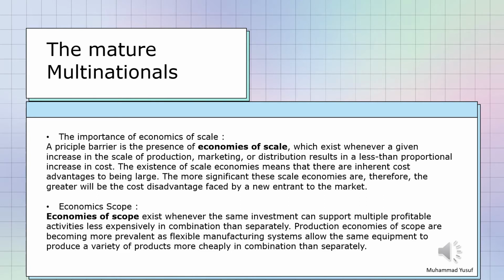Economies of scope exist whenever the same investment can support multiple profitable activities less expensively in combination than separately. In production, economies of scope are becoming more prevalent as flexible manufacturing systems allow the same equipment to produce a variety of products more cheaply in combination than separately.